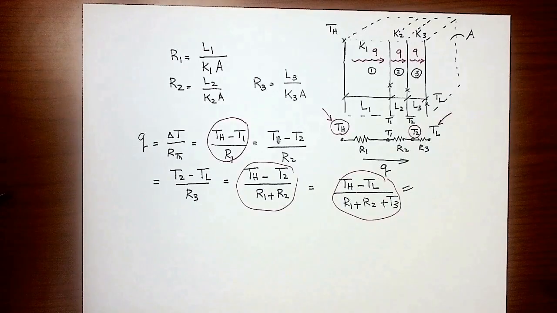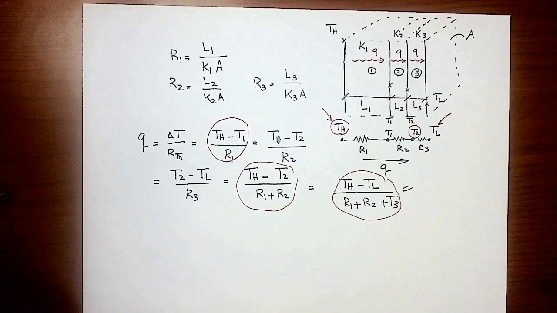So I hope now that explains how to convert multiple layer conduction into simple thermal circuit analysis and use that analysis to calculate either the heat transfer rate, Q, or you can calculate the interface temperatures like T1 and T2. Okay? So that's how we do it with the conduction.